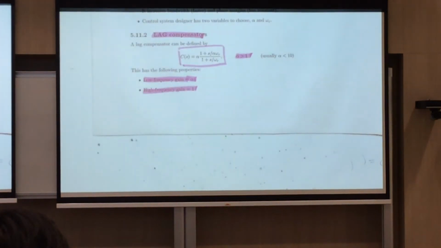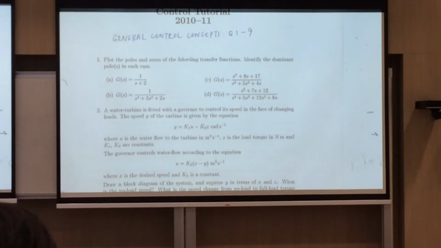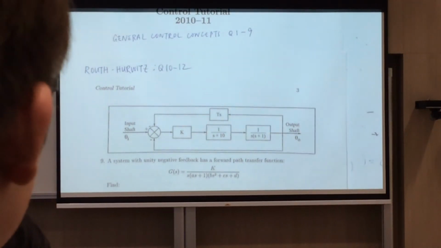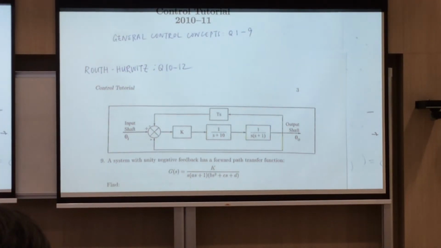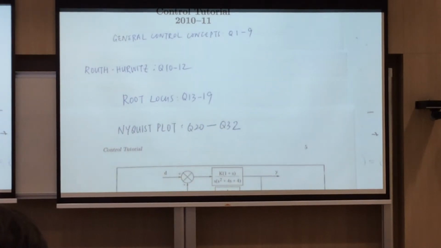So you're going to look at a tutorial. You'll realize that questions 1 to 9 are on general control concepts. Questions 10 to 12 are on the Routh-Hurwitz criterion. Questions 13 to 19, the root locus. Questions 20 to 32, the Nyquist plot.